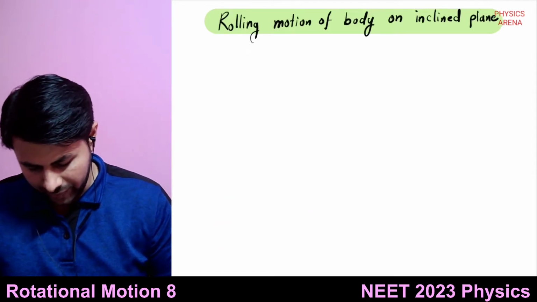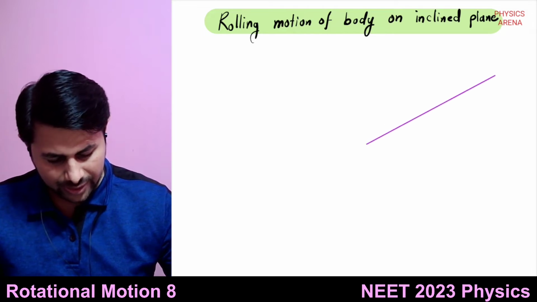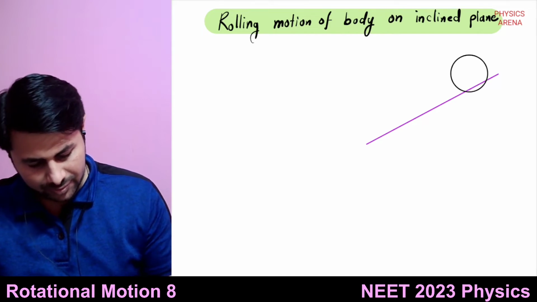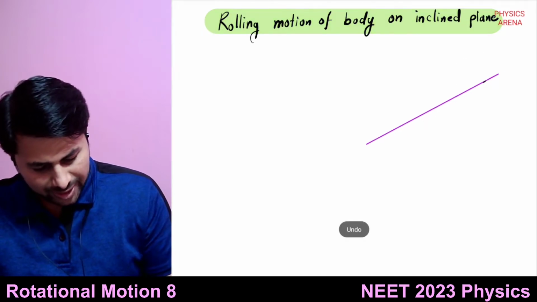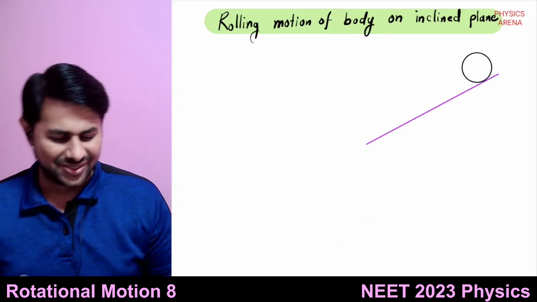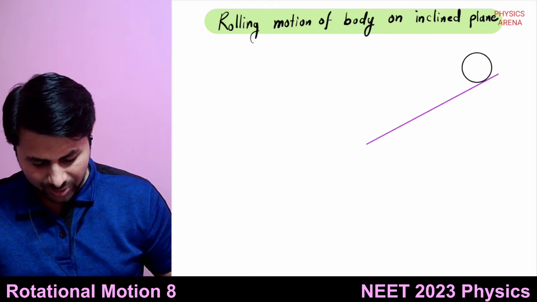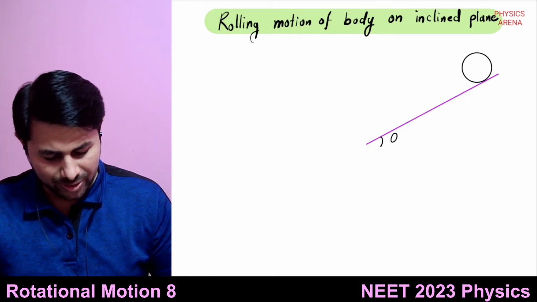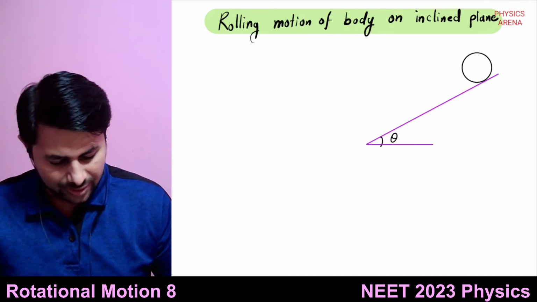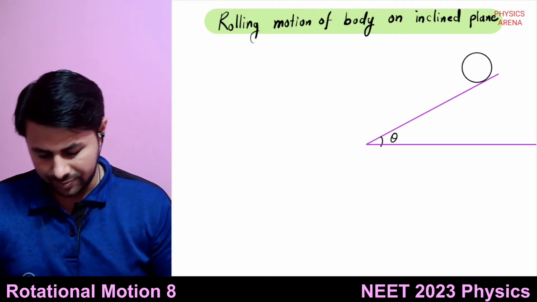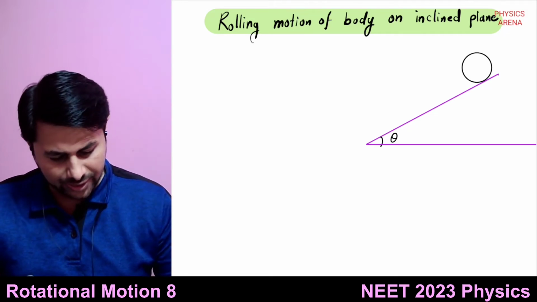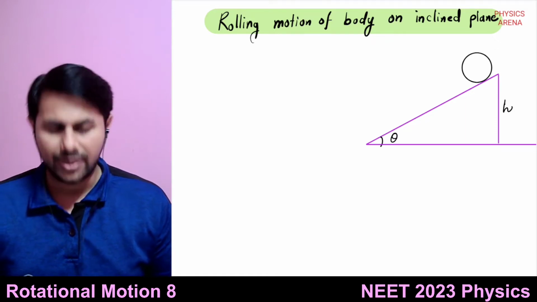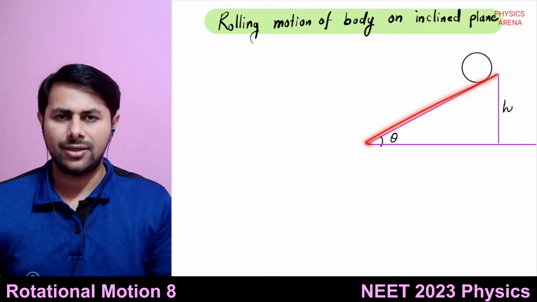Okay. So let's suppose that there is a body which is rolling down this inclined plane. Let's suppose this body rolls down this inclined plane, and this angle is theta. The angle between the plane and the horizontal direction is theta, and the height from which it rolls down is h, and this distance is s.